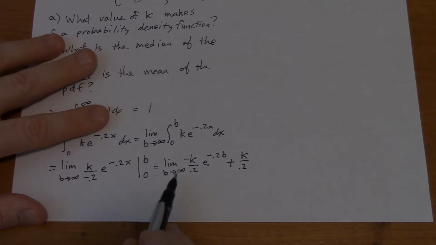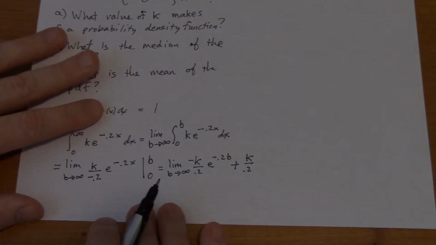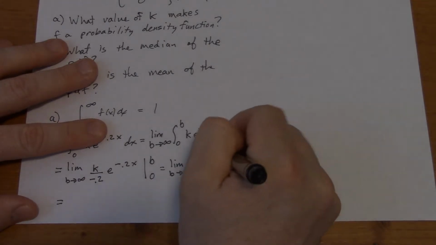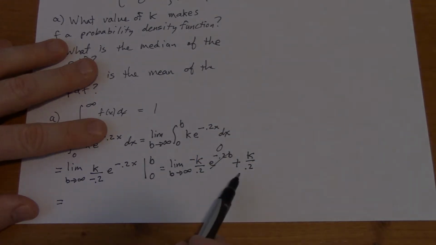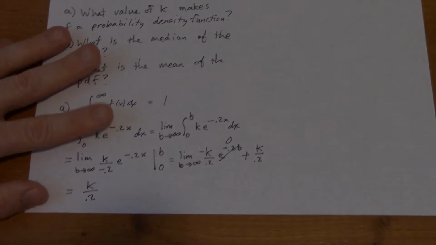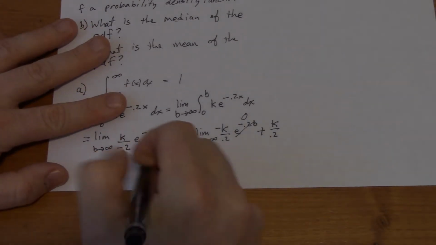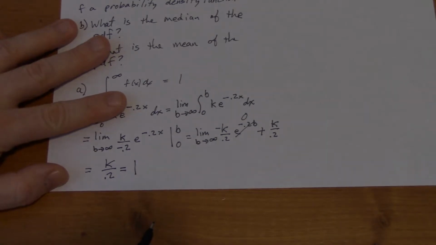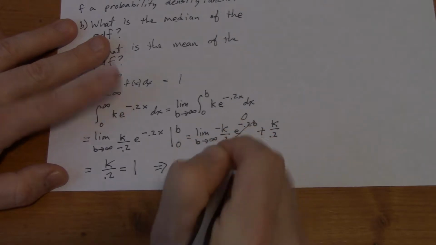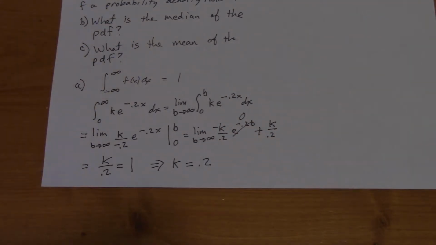Alright, so one more step to evaluate the limit. When we evaluate the limit as b goes to infinity, the only b I see in the entire problem is right there. That's exponential decay as well, so it's going to go to 0. So this part's just going to go away, and we're just going to have this part. Our value for this integral is k over 0.2, and that's equal to 1 if it's a probability density function. So this implies that k equals 0.2. Yay, we got part A done.